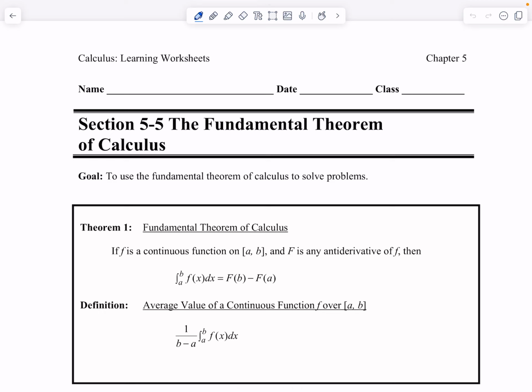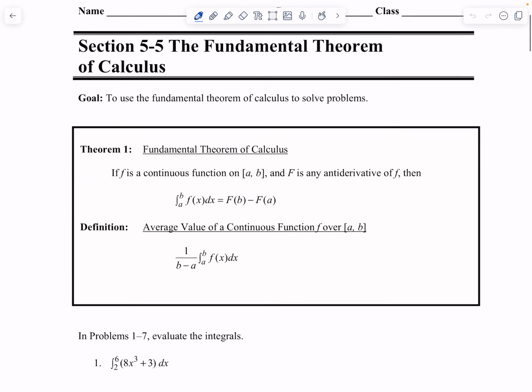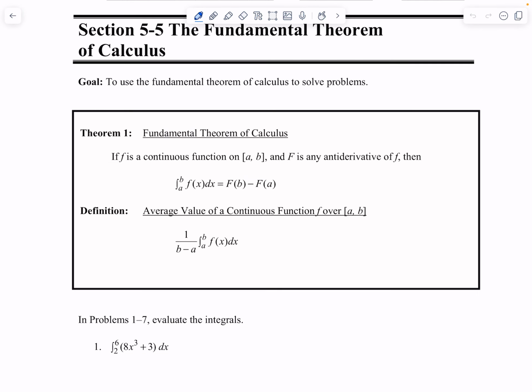Welcome to section 5.5, the fundamental theorem of calculus. Our goal today is to use the fundamental theorem of calculus to solve problems. So our theorem is, if f is a continuous function on an interval from a to b, and capital F represents an antiderivative of f, then the integral from a to b of our function with respect to x is the antiderivative at b minus the antiderivative at a.